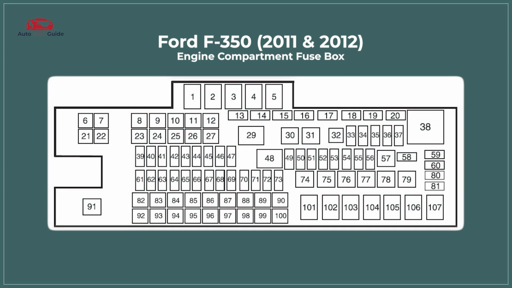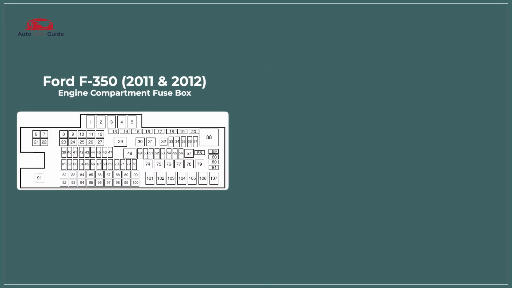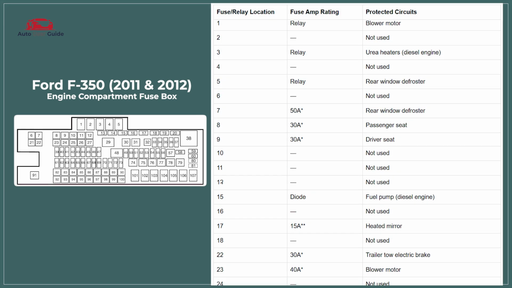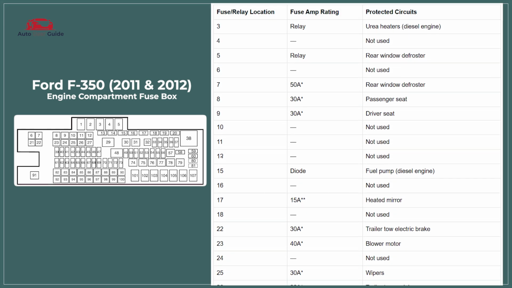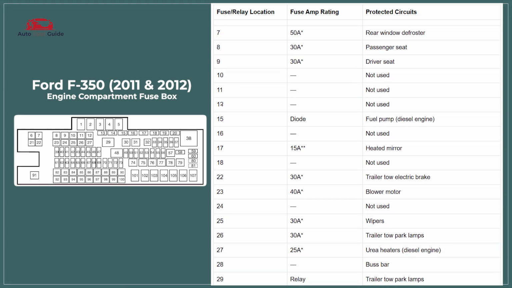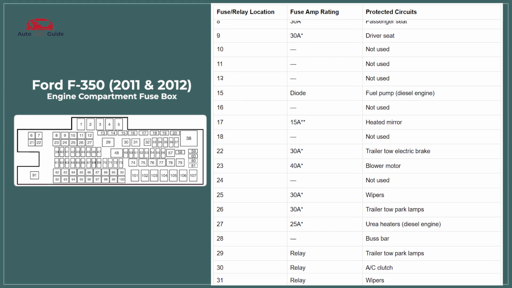The engine compartment fuse box in the 2011 to 2012 Ford F-350 manages high-power circuits such as the PCM, fuel pump, cooling fan, and trailer tow system. It uses cartridge and mini fuses, along with relays for efficient circuit protection.